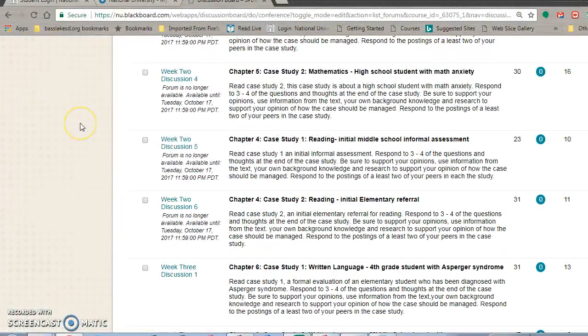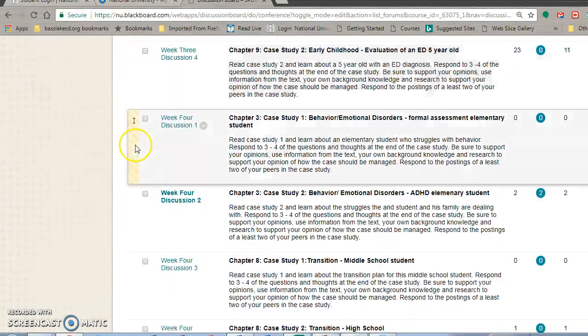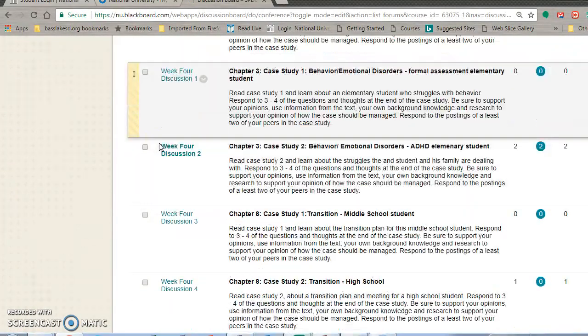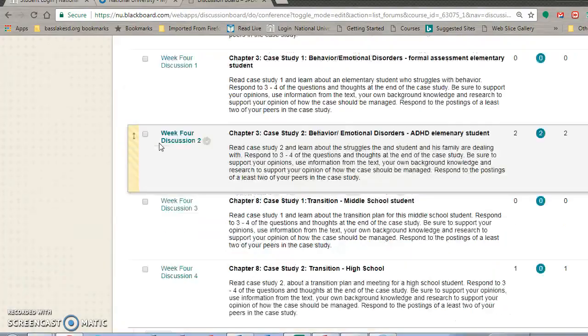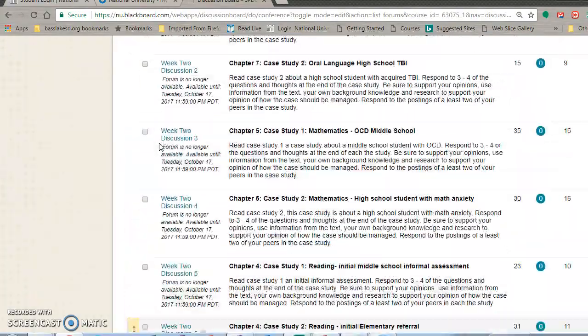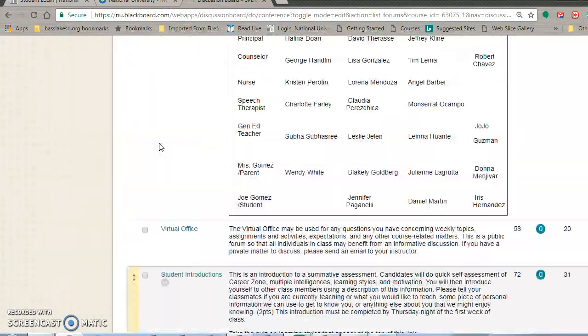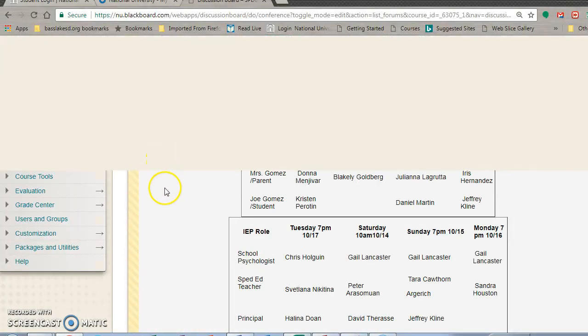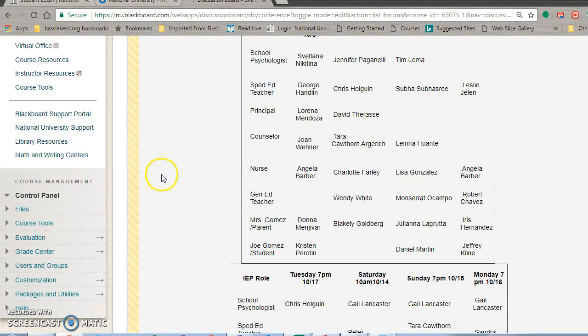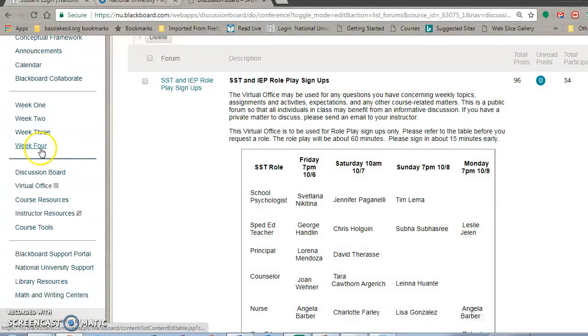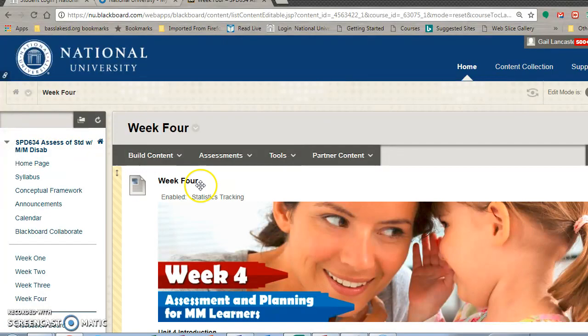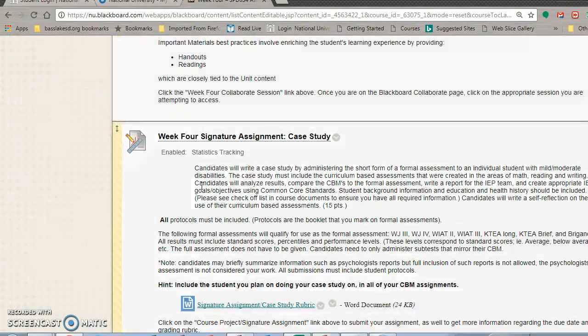The Weishar text chapters 3 and 8 are what the discussions are on this month. If you slide on down, you will notice that in week 4 there are 1, 2, 3, 4 discussions as in the past. I would highly suggest that you really make sure you get your formal scoring for your signature assignment done early. So let's go take a look at the signature assignment, please.